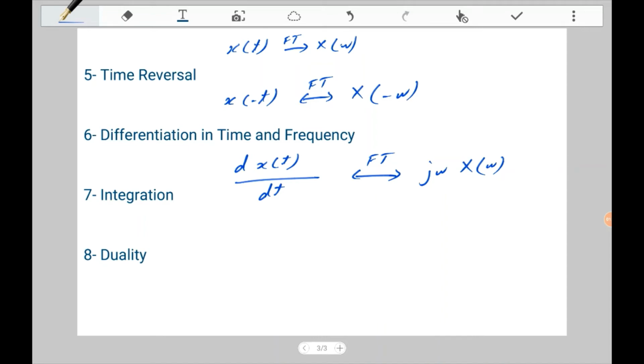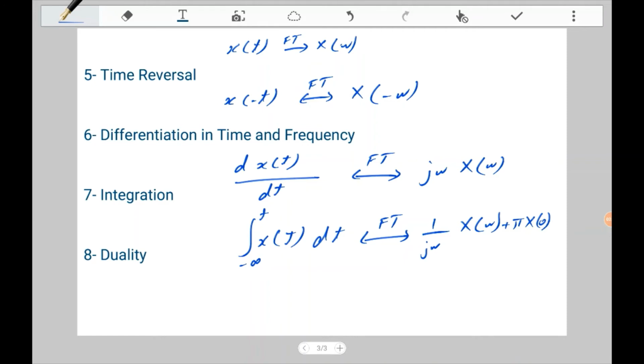And if we talk about integration, so if we integrate our signal, let's say our signal is x of t, and we integrate from minus infinity to t, the Fourier transform will be 1 over j omega X of omega plus pi X of 0 delta omega.